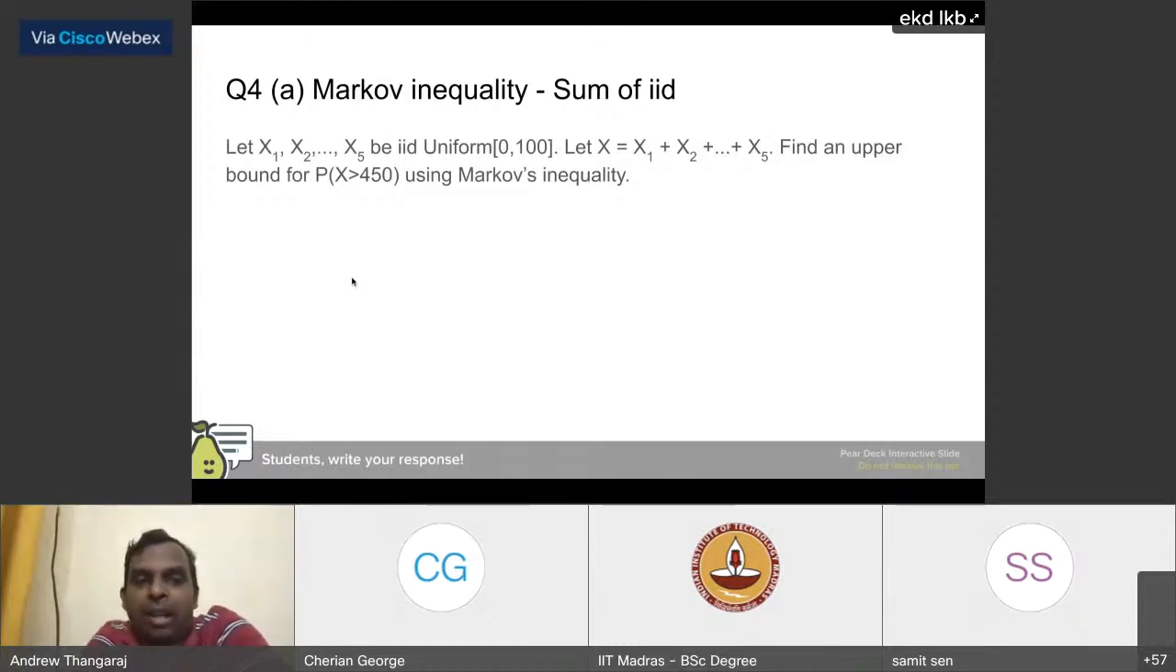There are 5 random variables. These are all IID uniform continuous random variables, uniform in the interval 0 to 100. Then I define a new random variable X, which is the sum of these 5 IID random variables, X1 plus X2, and so on till X5. So I'm adding these 5 random variables to get a new random variable X. I want you to find an upper bound on the probability that X is greater than 450 using Markov's inequality.